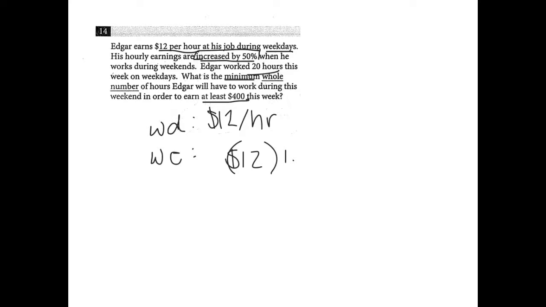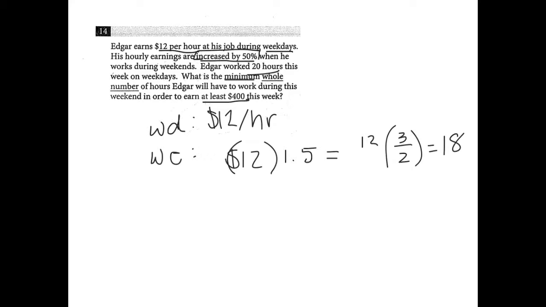Alright, so let's just see how much he would be earning on weekends. So weekdays, Edgar earns $12 per hour, and then his hourly earnings are increased by 50% on weekends. So $12 increased by 50%, so we're going to multiply by 1.5. So this equals 12 times 3 over 2. So then that would be 18.